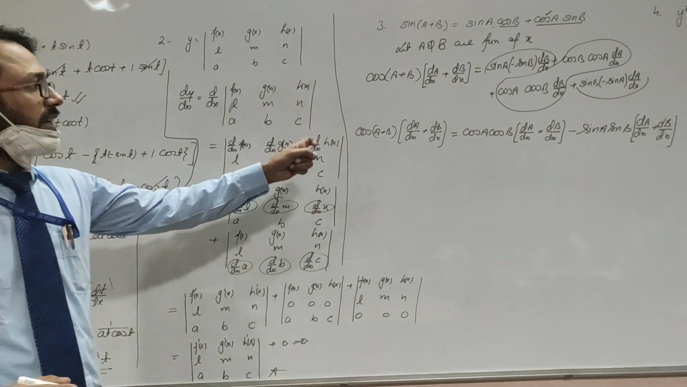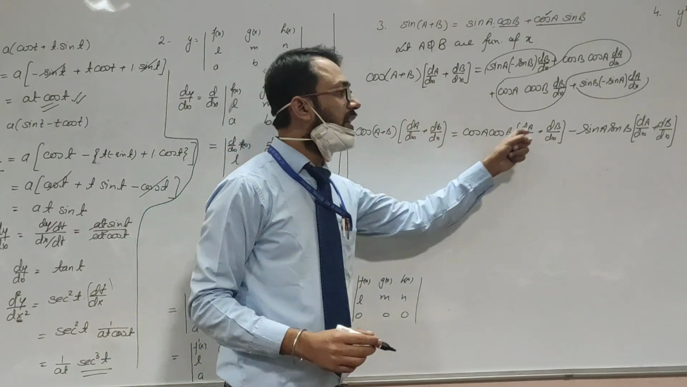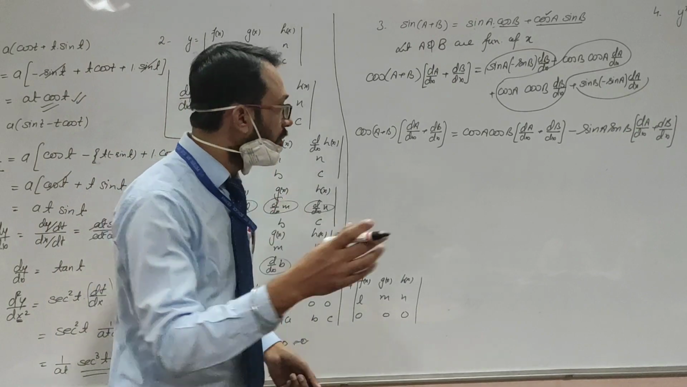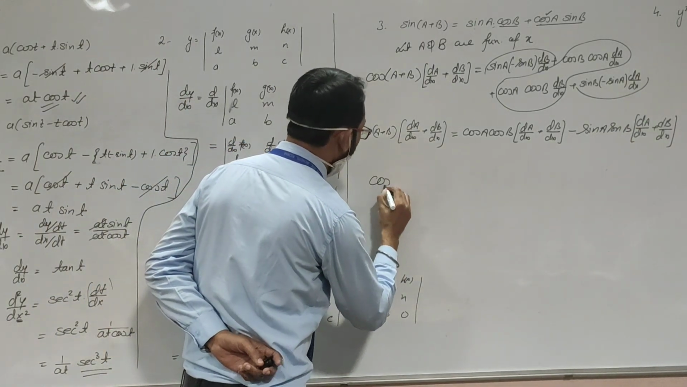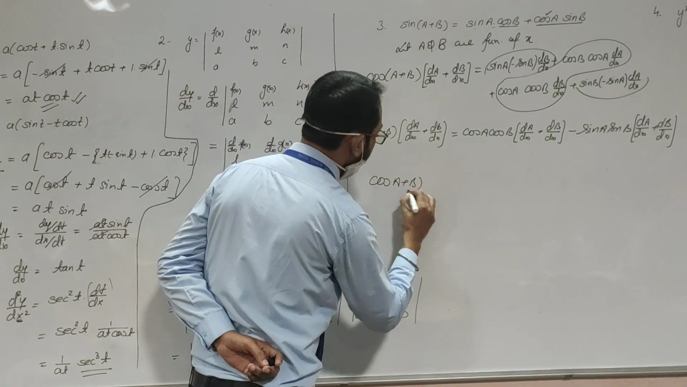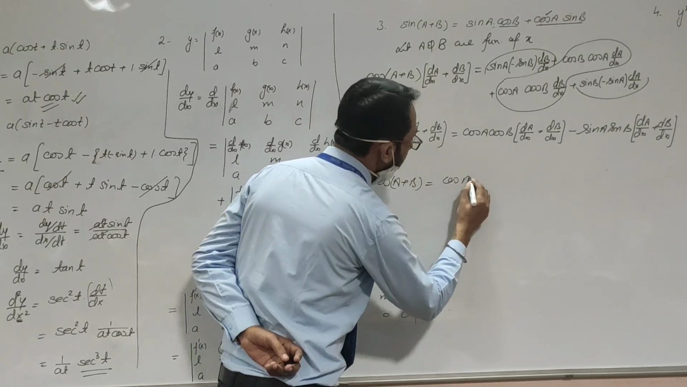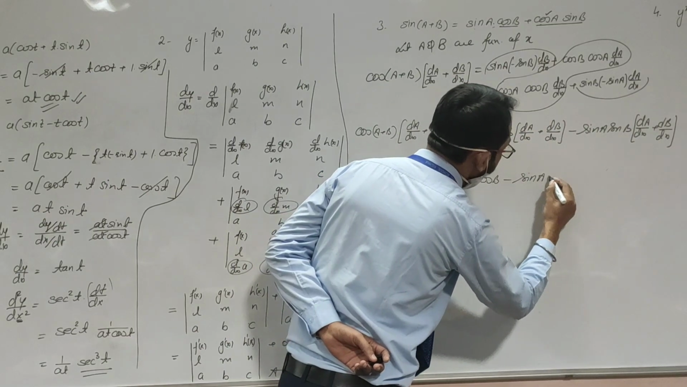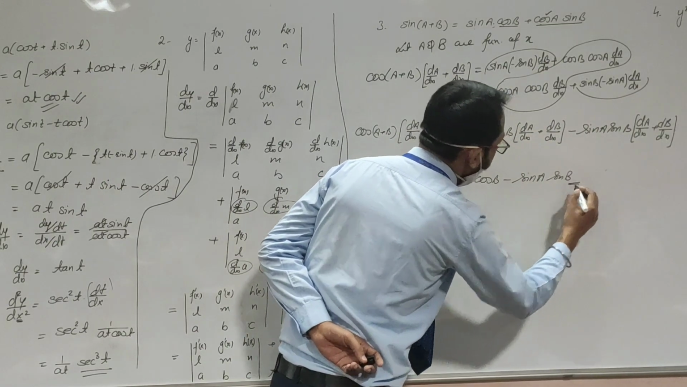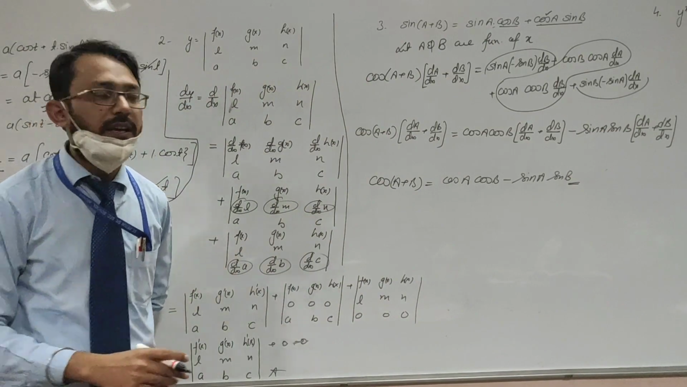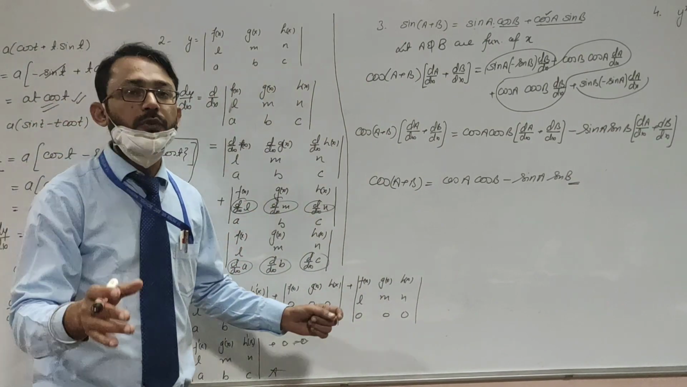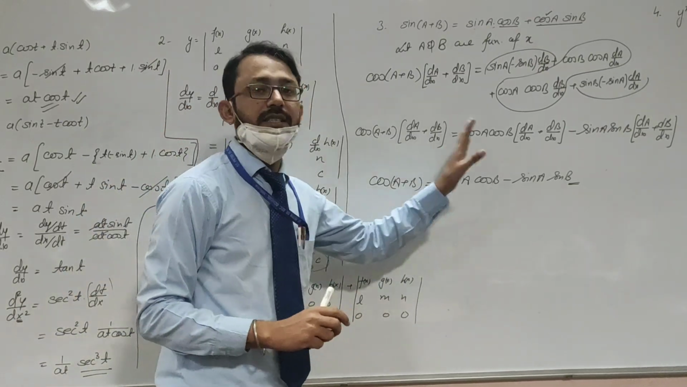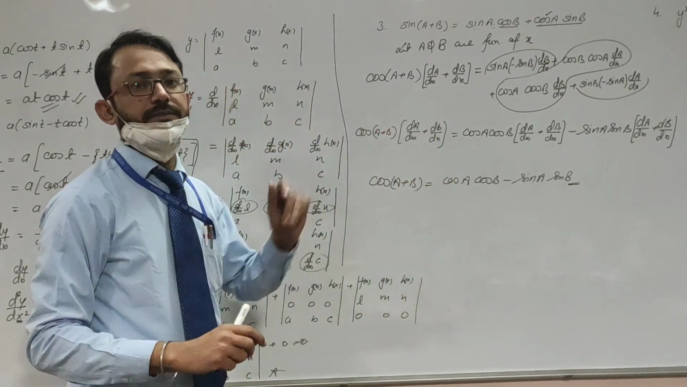Try to see, dA/dx plus dB/dx is in all the three terms. So if I am cancelling or removing it, then there won't be any problem. cos(A+B) equals cos A cos B minus sin A sin B. So this will be the answer for the proof of cos(A+B) equals cos A cos B minus sin A sin B.